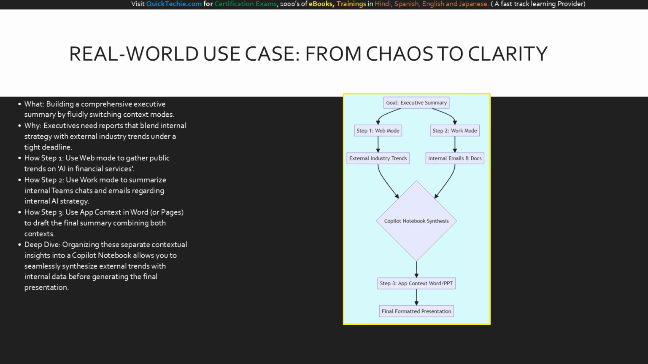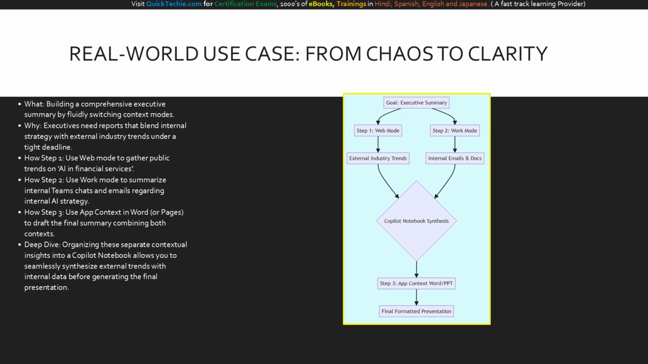Finally, you leverage app context. You move into Microsoft Word or PowerPoint, point Copilot to your notebook, and ask it to draft a formatted executive summary. By intelligently directing the context from web to work to application, you achieve in minutes what used to take days.